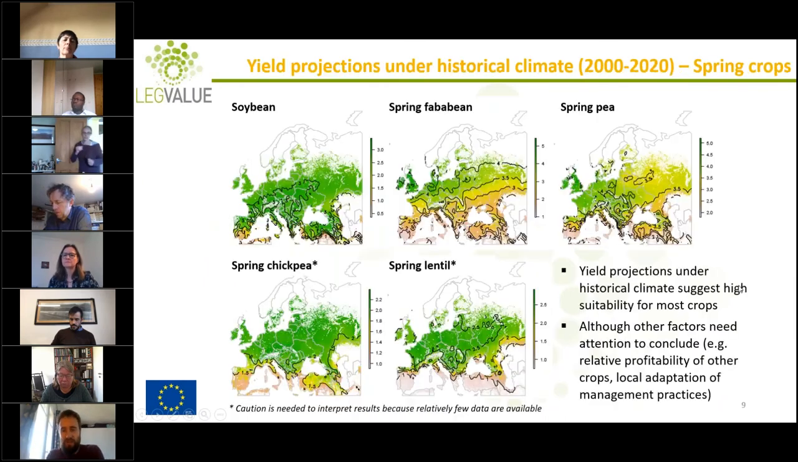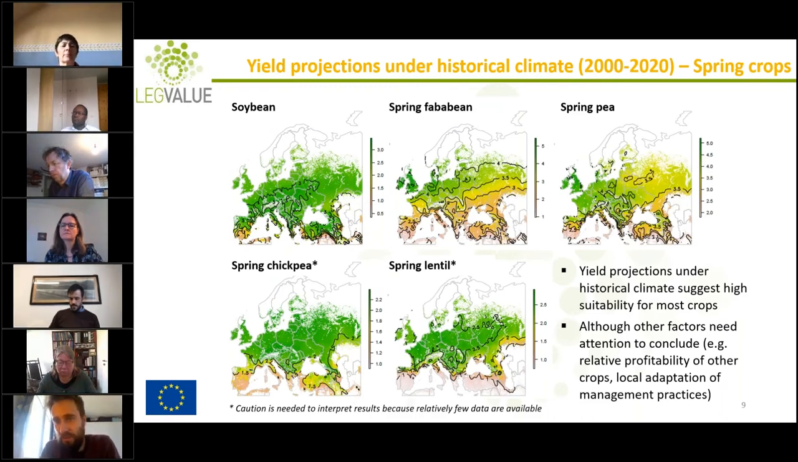Then we generated the maps of attainable yield over Europe. Here you have the maps for historical climate over the past 20 years. So that's the average yield over the past 20 years for spring crops. You have soybean, faba bean, pea, chickpea, and lentil. I'm not going to comment in detail on all those maps, but two main comments: you see some large areas with quite good yields that are predicted by the model for most crops.